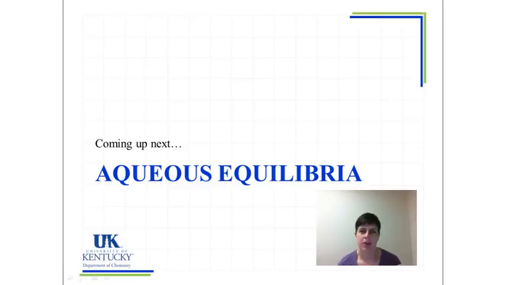Now we've completed our unit on acid-base equilibria. There are other issues surrounding this which will be further explored in the unit on aqueous equilibria, which will include titrations, buffers, and solubility equilibria.